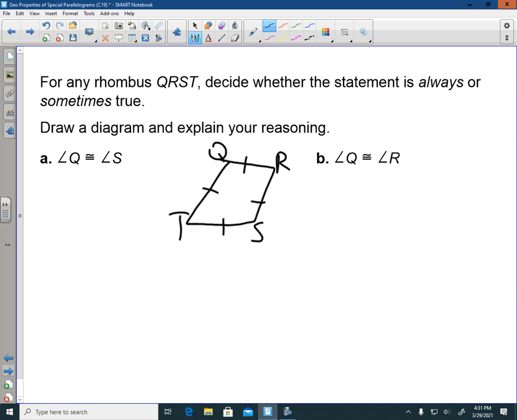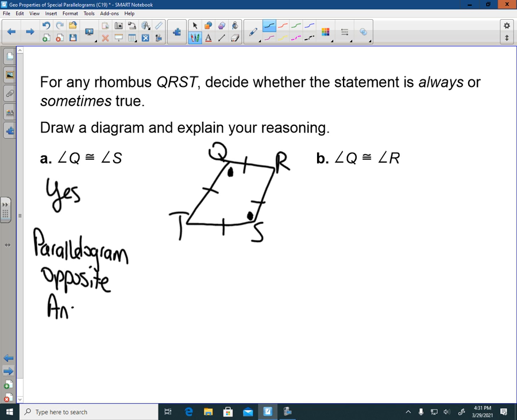There we go. Now, is it true all the time that angle Q is going to be congruent to angle S? And the answer is yes. The reason we know this is because of the parallelogram opposite angle theorem, which says in all parallelograms, opposite angles are congruent. And since rhombuses are parallelograms, the opposite angles will be congruent in rhombuses as well.